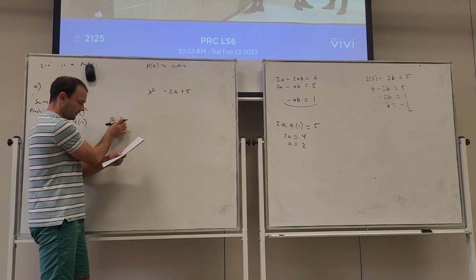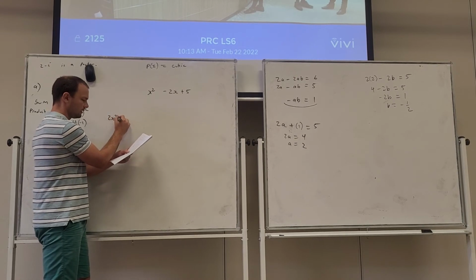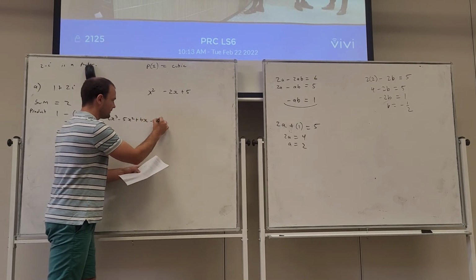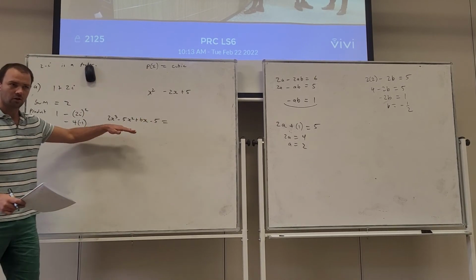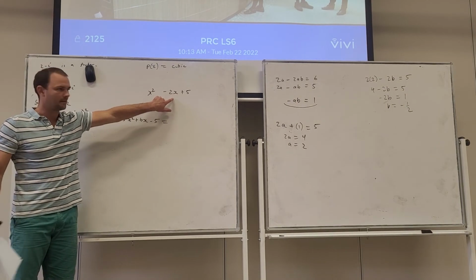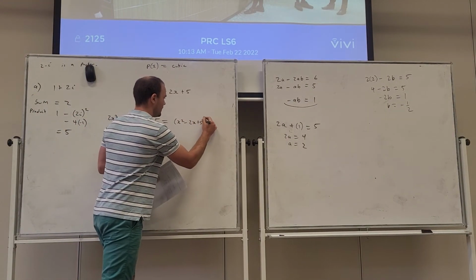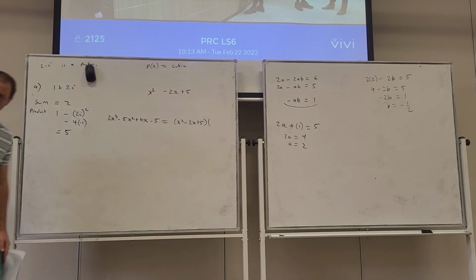Let's write out what they've given us actually. We've got 2x to the 3, take 5x squared plus bx, take 5. Okay, that's the cubic. We know this quadratic is a factor. It's x squared take 2x plus 5. And so then we know we have to multiply it by a linear factor to get the cubic.